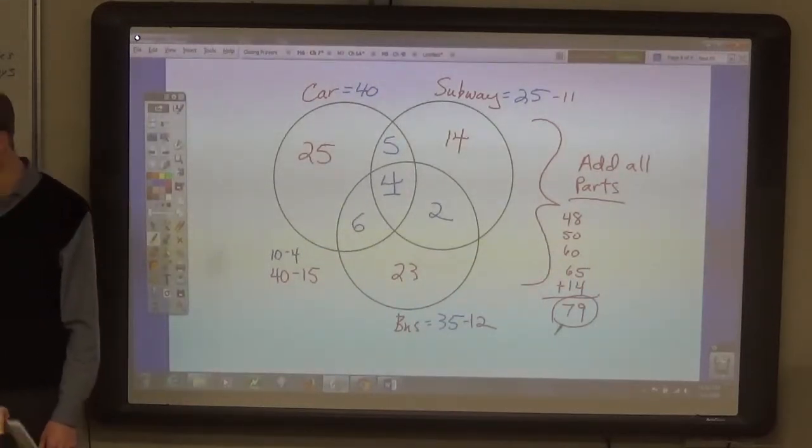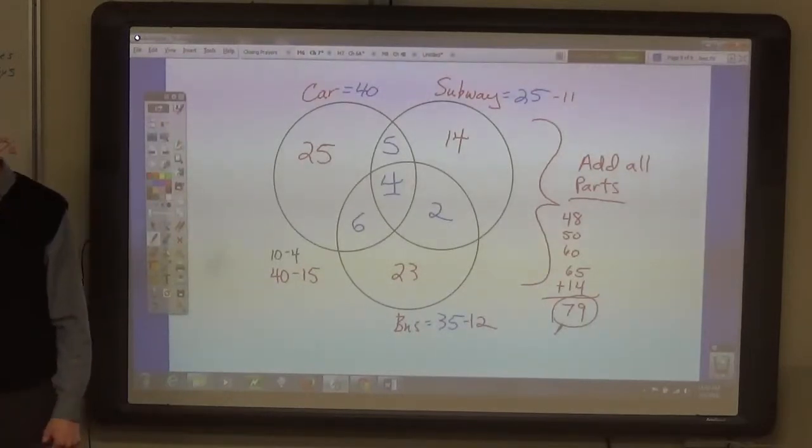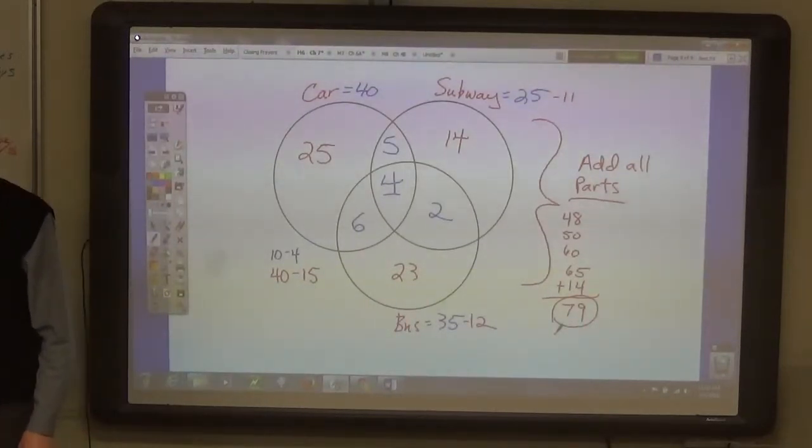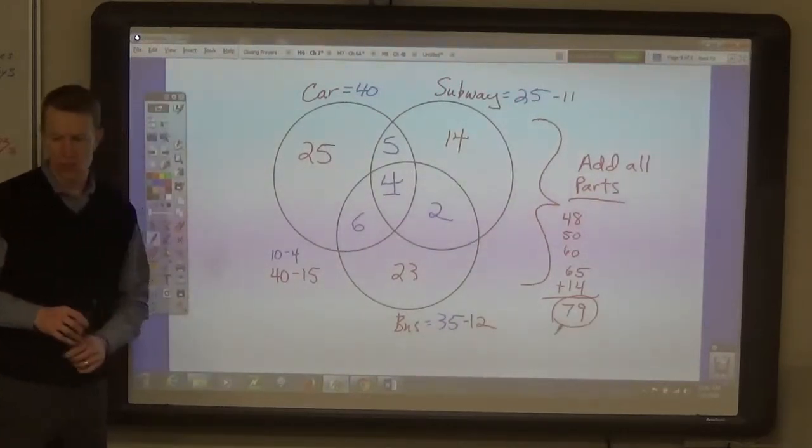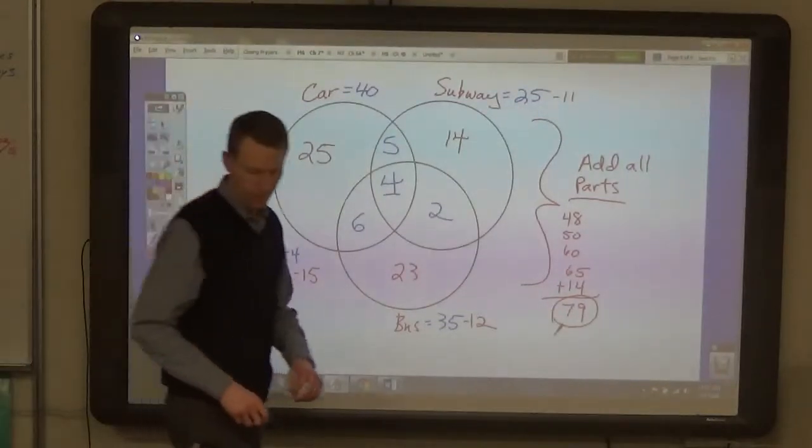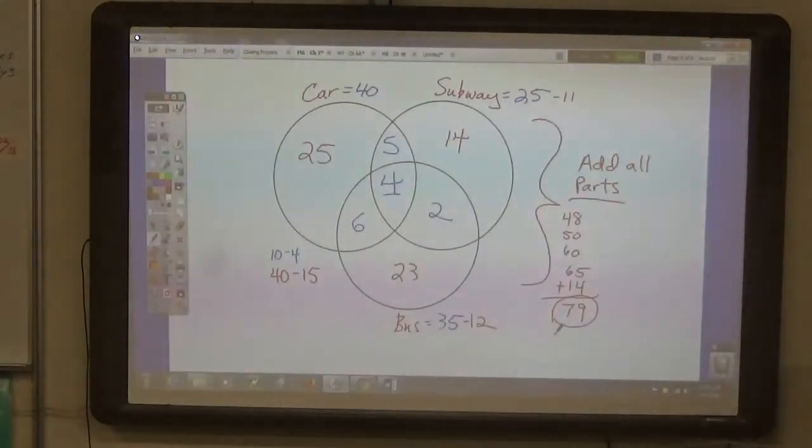Any questions? Here's what I want you to do. Page 214, do numbers 1, 2, and 3. Okay? You'll have to copy the Venn diagram and fill in the rest of the parts, and then answer the questions about them. Okay?